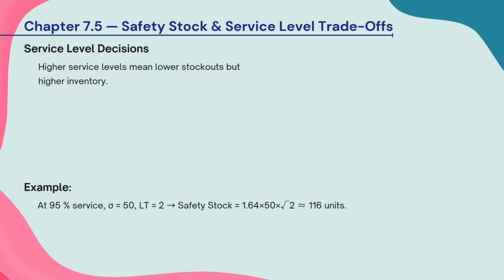A higher service level means fewer stockouts but more inventory. The Z-value determines the stockout risk. For 95% service, the Z-value is 1.64, meaning a 5% stockout risk. For example, with a service level of 95%, a demand standard deviation sigma of 50 units, and a lead time LT of 2 weeks, the safety stock is approximately 116 units. This ensures fewer stockouts but requires holding more inventory.